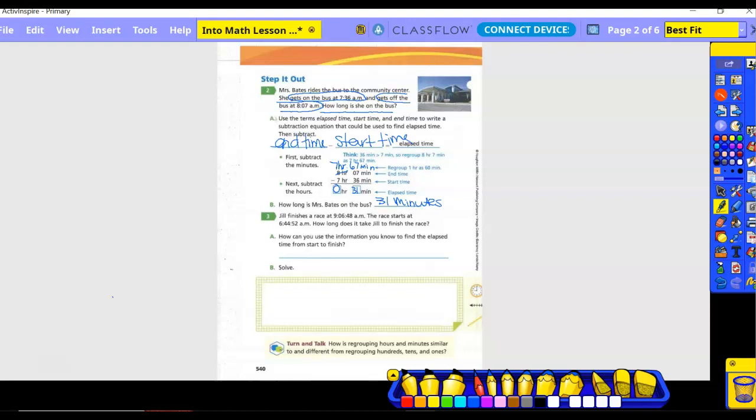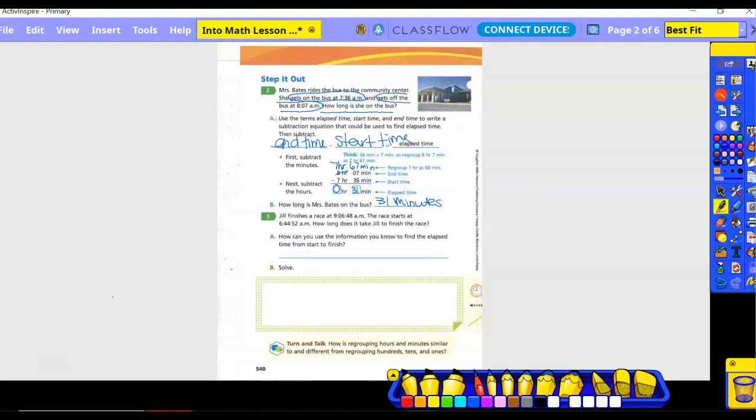Number 3, Jill finishes a race at 9:06 with 48 seconds a.m. Okay, so 9 hours, 6 minutes, and 48 seconds. The race starts at 6 hours, 44 minutes, and 52 seconds a.m. How long does it take Jill to finish the race? How can you use the information you know to find the elapsed time from start to finish?